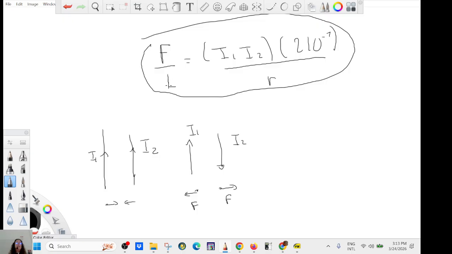L here is, imagine you can connect that to a power supply, plus, minus, and then here you have plus, minus here. L is just the length of the wire. And that will be the force between them.